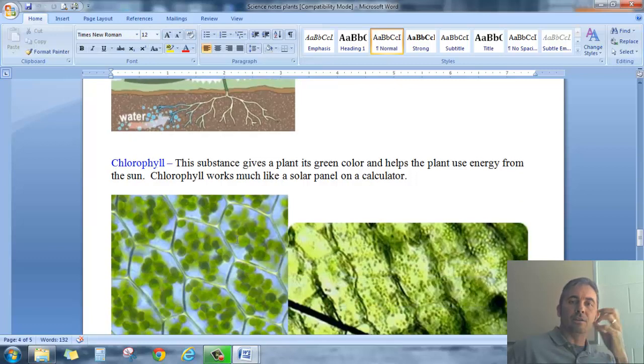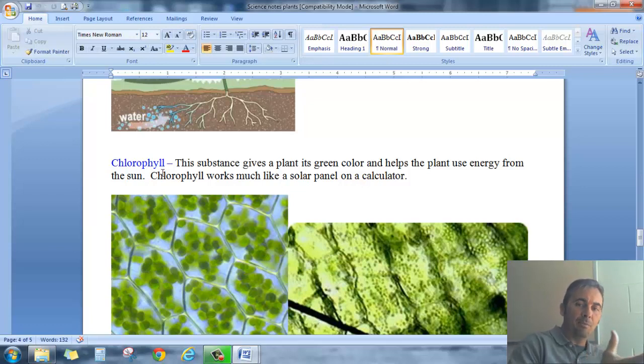Now, chlorophyll is a green color, and it's what gives a plant its green color. And I put on here that it works much like a solar panel on a calculator. You've all seen calculators, and they have the little solar panel. Now, it's not a great analogy, but it's the best I can think of for our purposes. If you take that calculator and you put it in the light, it will capture that light energy and convert it into usable energy that will power the calculator. The plant's kind of similar to that. Chlorophyll is that substance that does that job for the plant.